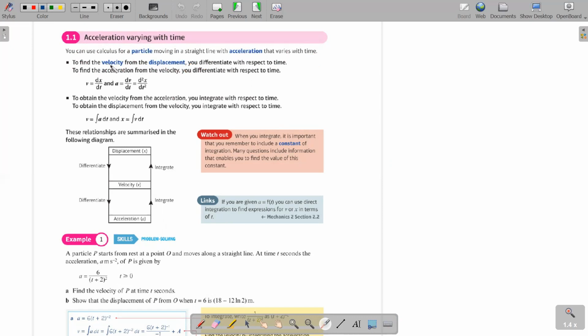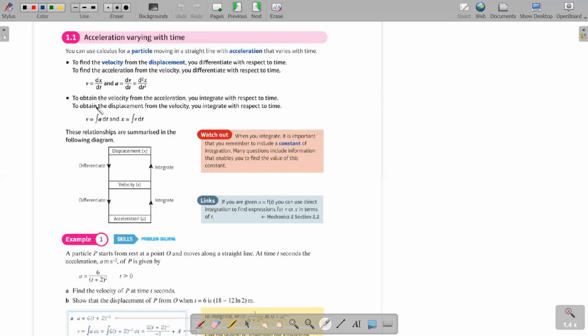To find the velocity from the displacement, I think you are familiar with this section. Am I correct to say? To find the velocity from the displacement, you differentiate. I think you might have learned this in your IGCSE as well, where they give you the displacement with respect to time. Displacement you differentiate, you get velocity. And velocity, when you differentiate, you get acceleration. So I think you are familiar with this part, right?